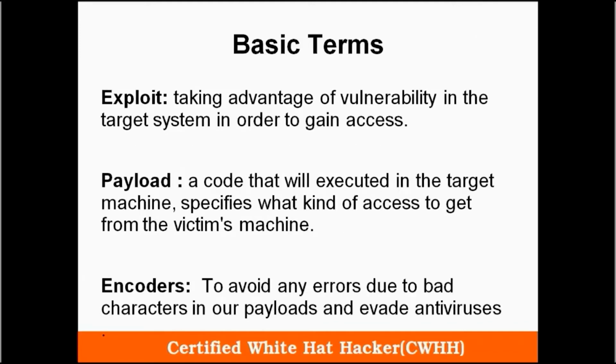So there are some basic terms that you need to know before we look into Metasploit. So what are they? So what is an exploit? An exploit is something that takes advantage of a vulnerability in a target system in order to gain access to it. And a payload is code that is executed on the target machine after the exploit is run. And an encoder is used to avoid any errors due to bad characters and also sometimes to evade antiviruses.